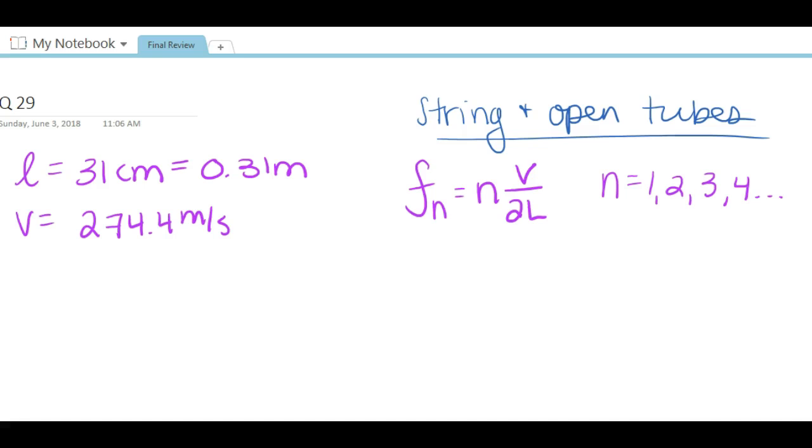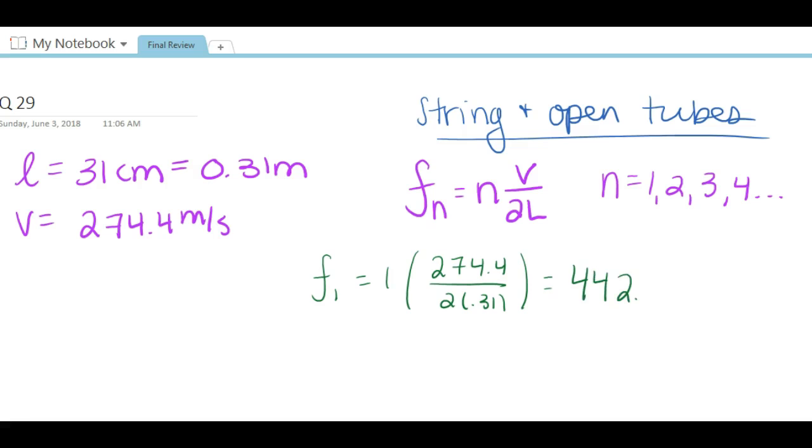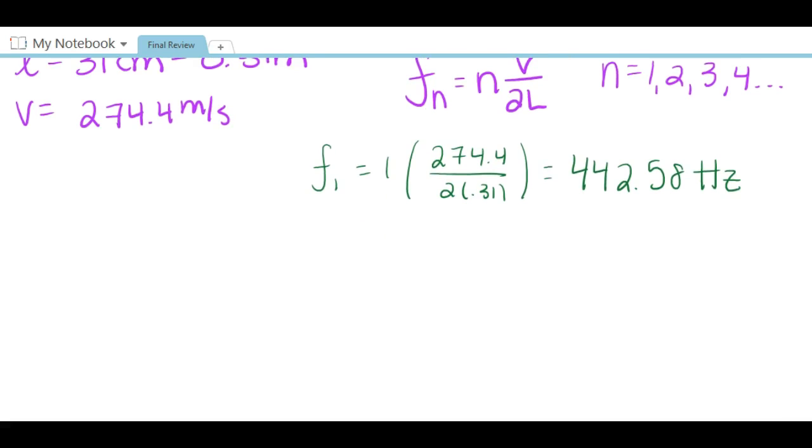Now this problem wants us to find the first three, so we're going to do n1, n2, and n3 in the equation. So f1 is equal to 1 times the speed of 274.4 divided by the length times 2. And that's going to get us a value of 442.58 hertz as our frequency. Now that frequency is going to be the fundamental, so that's the one that is always going to be number 1. We're going to do the same thing for number 2.